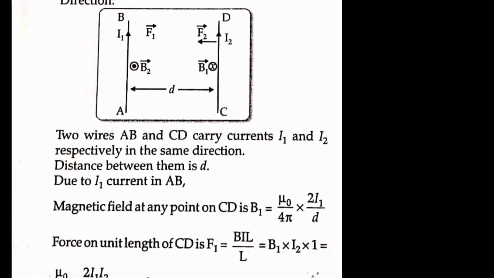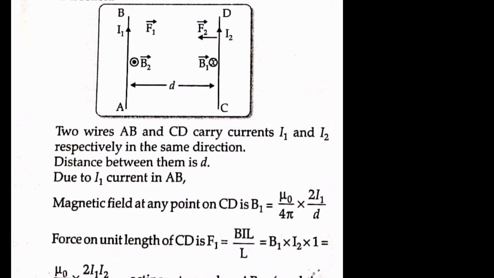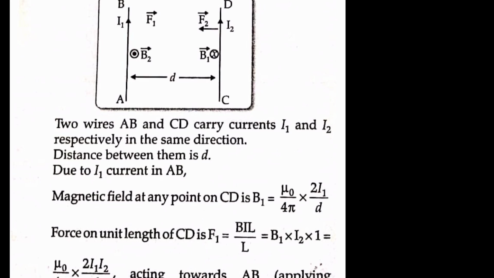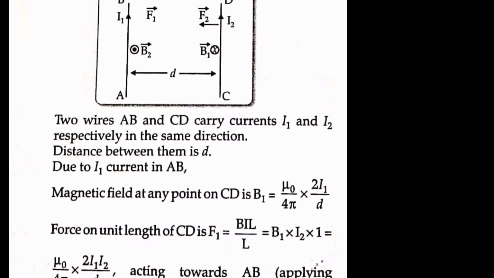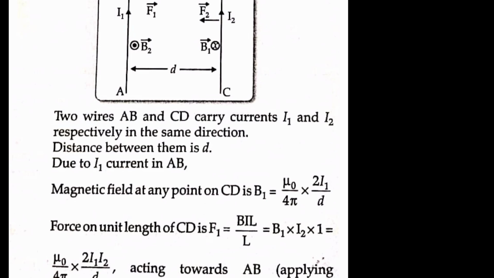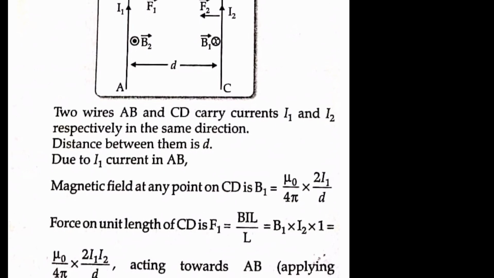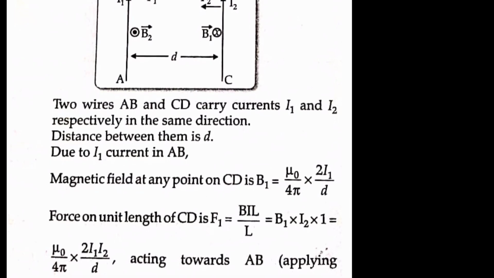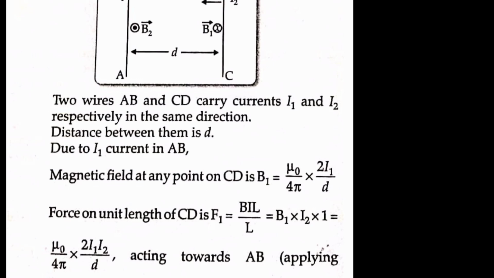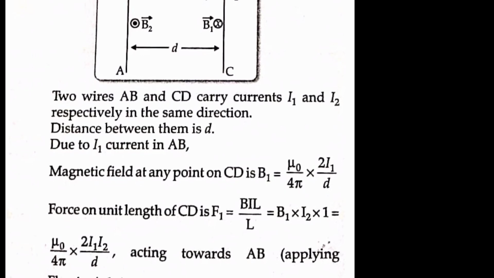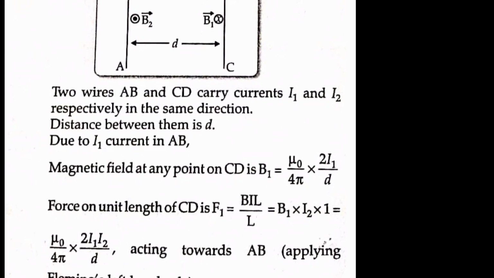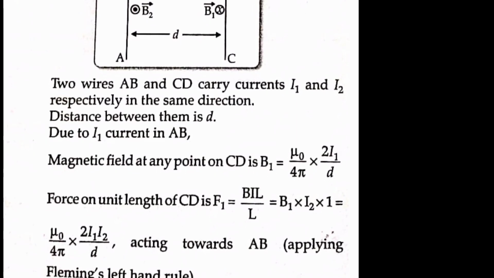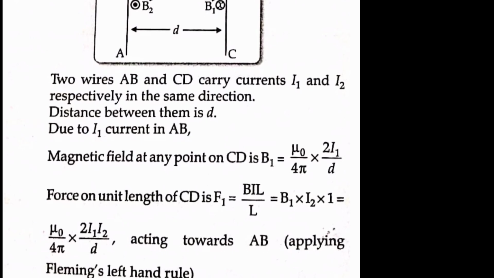Okay, so here we can see the diagram. The I1 and I2 currents are flowing in the same direction. They are separated by a distance small d. AB and CD are the two wires. Due to the I1 current in AB, the magnetic field at any point on CD will be B1. Here due to this current I1 there will be a magnetic field at CD, right? That can be found using the equation mu 0 by 4 pi into 2I1 by D.